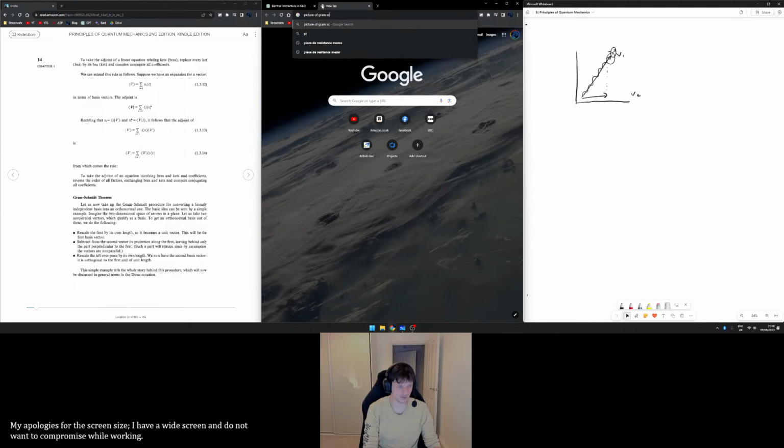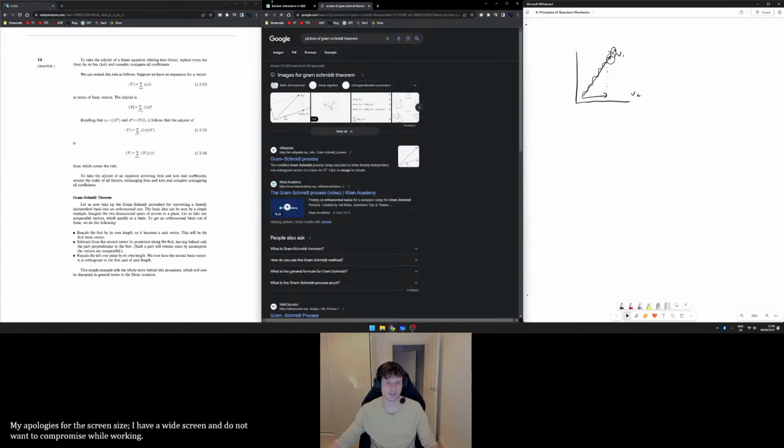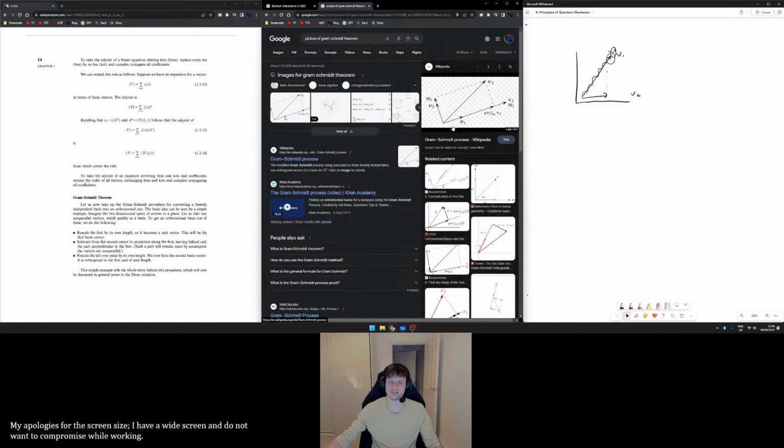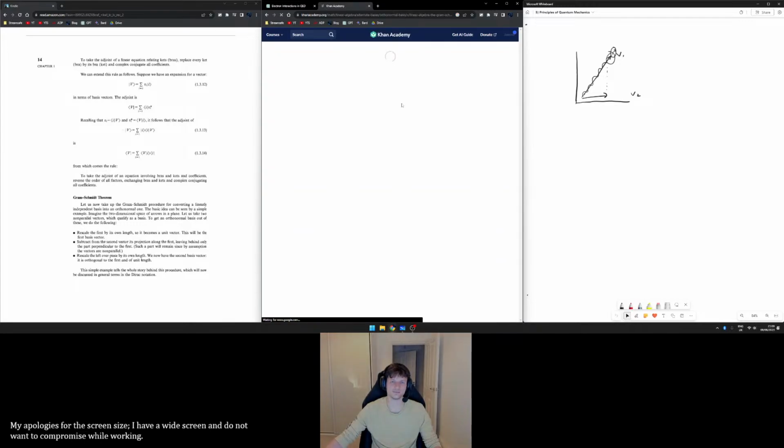Picture of Gram-Schmidt theorem. Here we go. Thank goodness. I did click that, nothing's happening. Now it is. So vector 1, vector 2. Vector 2 is cast onto 1. So I did do that right. And then this scaled by itself. Let's check this out.